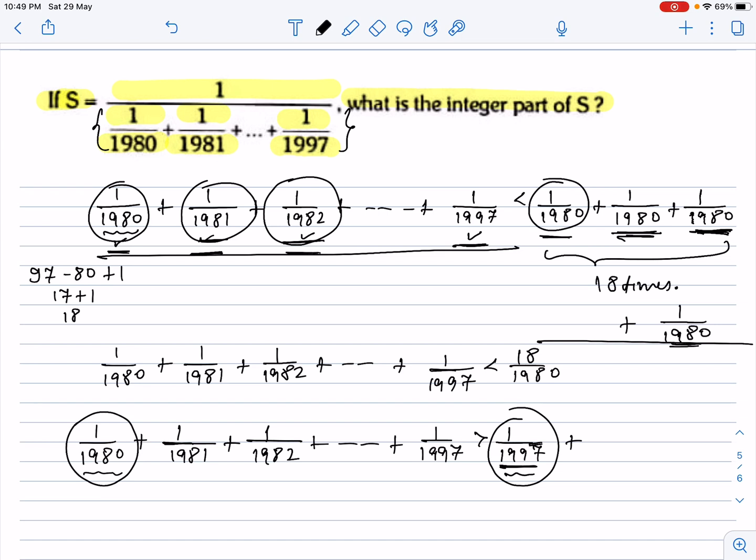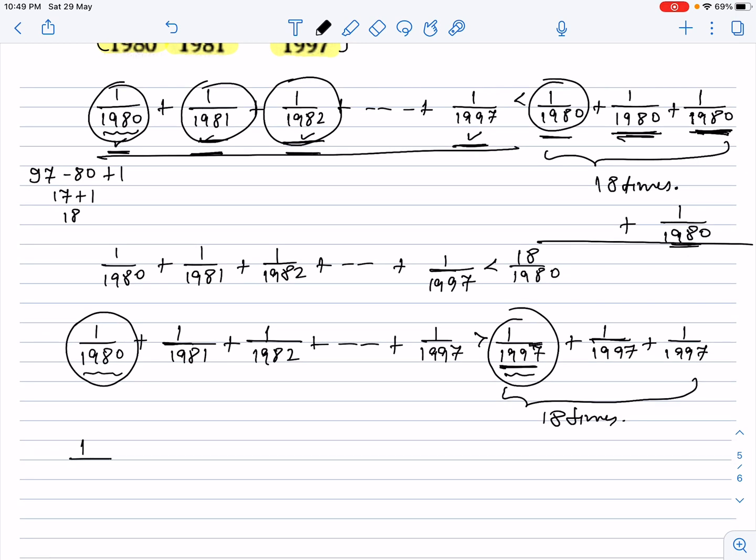So similarly we will be going to write it for 18 times, 1 upon 1997 plus 1 upon 1997. This thing will be written by me for 18 times. So again the RHS thing will become 1 upon 1980 plus 1 upon 1981 plus 1 upon 1982 goes on up to 1 upon 1997 will be greater than 18 divided by 1997. Hope you guys would have got my point. So guys, this is your inequation number 1 and this is your inequation number 2.